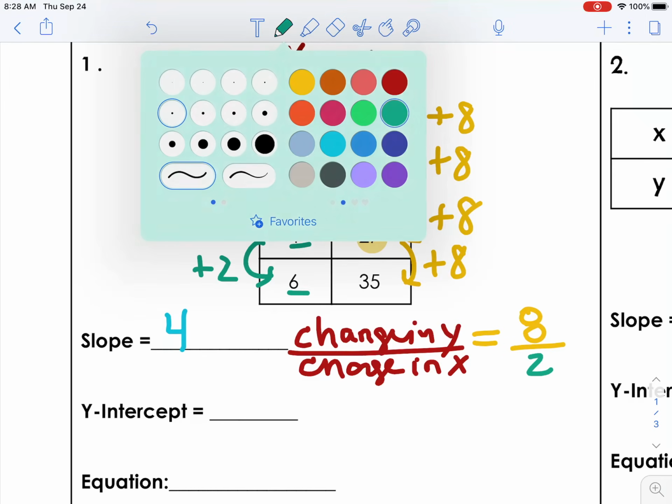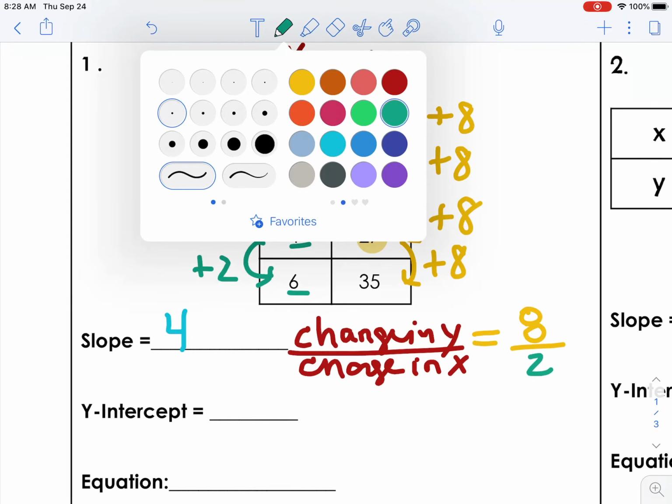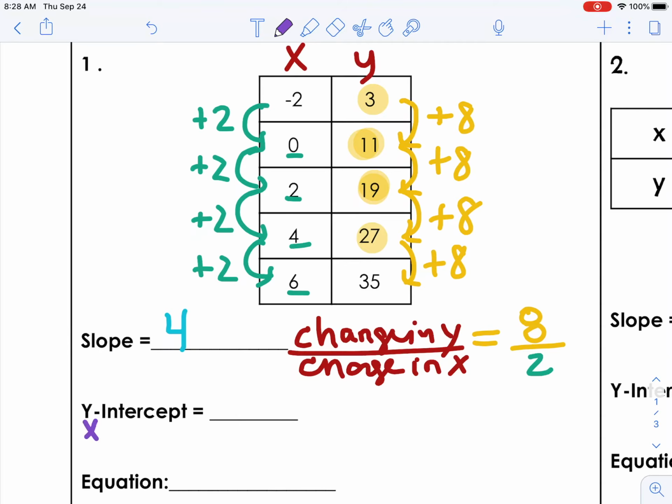Our y-intercept, you have to know this. Our y-intercept is when x is 0. So if you're at x equals 0, you're trying to figure out, hey, what's the y value there? So look in your table. We already see where x is 0. So that y value is 11.